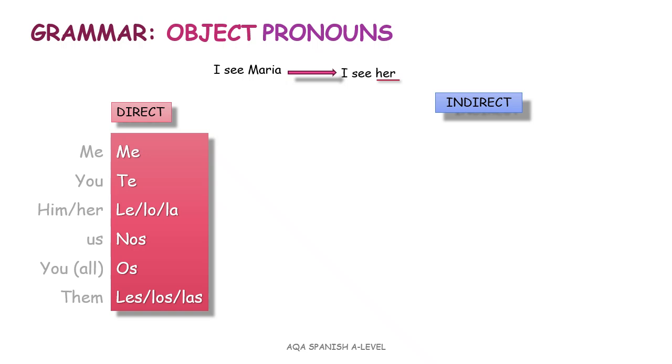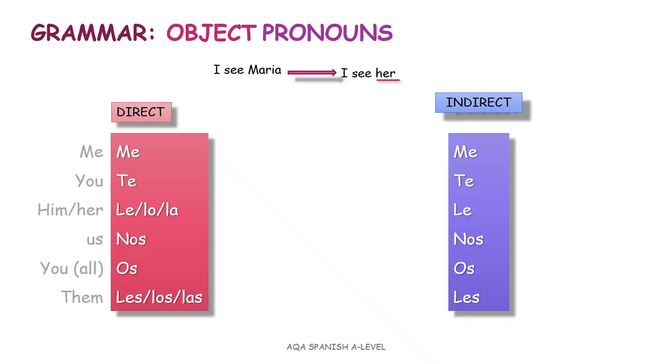The indirect object answers to whom or for whom the action is done. The pronouns are me, te, le, nos, os, les. Notice that for him or her, you don't have an option. It's just le. And likewise for them, it's just les.